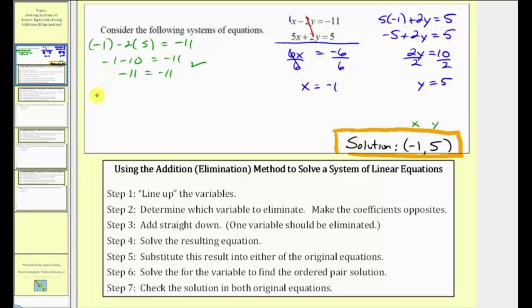For the second equation, we'd have 5 times negative 1 plus 2 times 5 equals 5. Negative 5 plus 10 equals 5, which again is true. So our solution is correct. But notice how this whole process worked because when we added the equations together, the y terms were opposites. And most of the time, neither the x terms or y terms will be opposites, so we'll have to manipulate the equations in order for this to work.